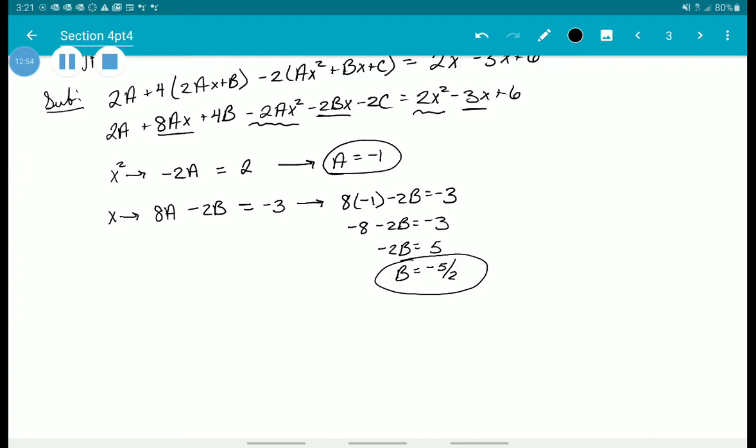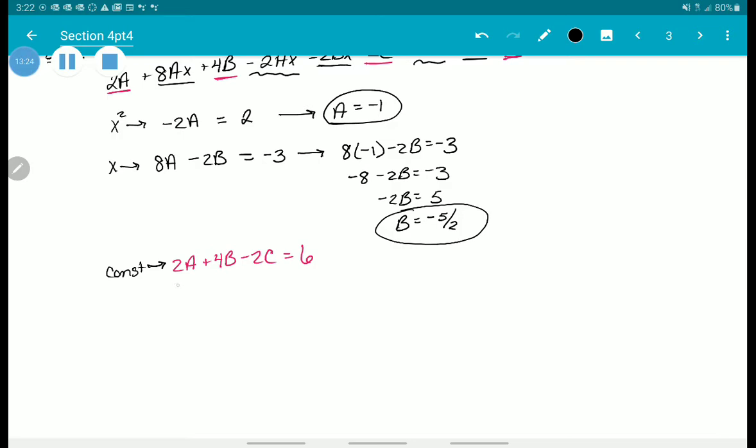And then if we look at the constants, I'm going to use a different color. We have 2a plus 4b minus 2c is equal to 6. So let's do our substitution. We know that a was negative 1, and we know that b was negative 5 halves. So we have negative 2 minus 10 minus 2c is equal to 6. So negative 12 minus 2c is equal to 6. Minus 2c is equal to 18. c is equal to negative 9.